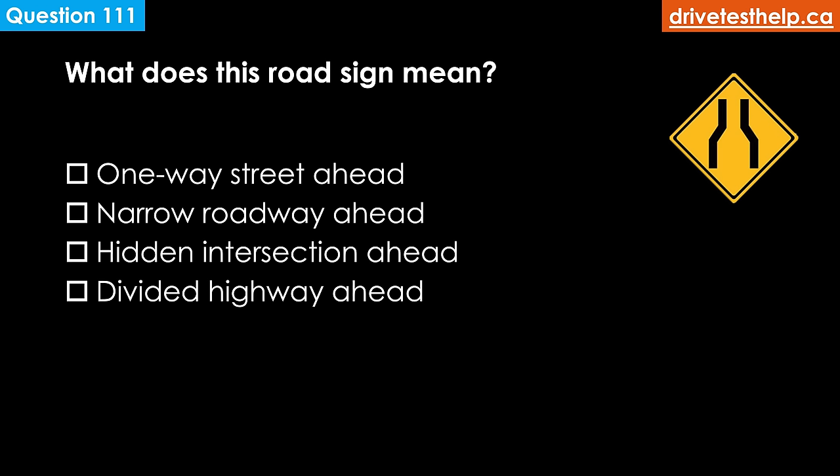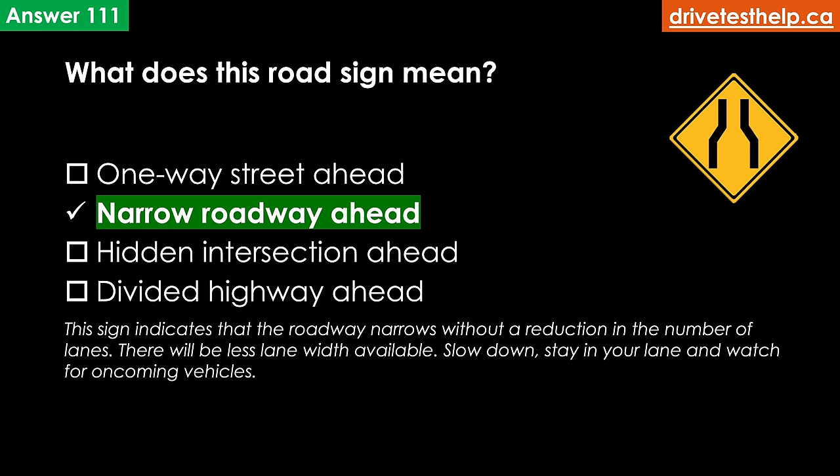What does this road sign mean? One-way street ahead, narrow roadway ahead, hidden intersection ahead, divided highway ahead. The correct answer, narrow roadway ahead. This sign indicates that the roadway narrows without a reduction in the number of lanes. There will be less lane width available. Slow down, stay in your lane, and watch for oncoming vehicles.